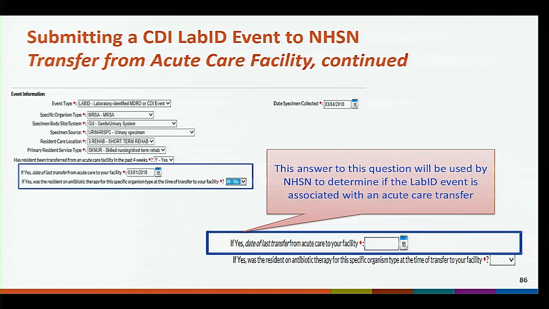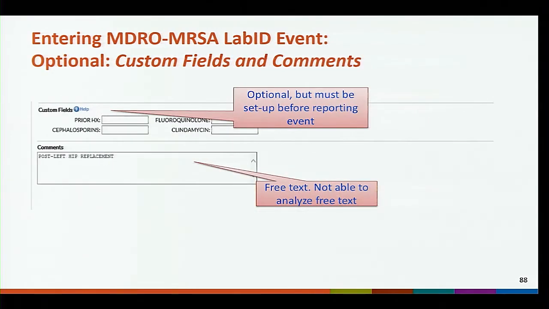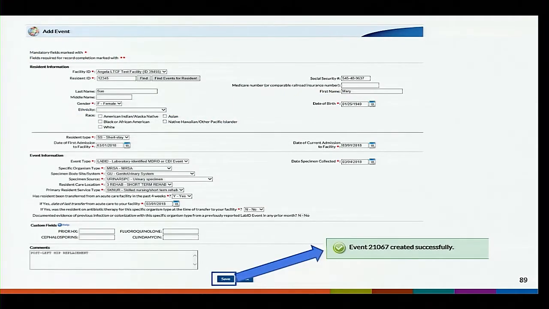Okay, we just talked about this. And the last question, the documented evidence of previous infection. This is auto-populated by NHSN, so you can ignore that question. And then we have the same options for custom fields and comments. Once you click Save, you'll again get an event number to let you know that your event was saved successfully.